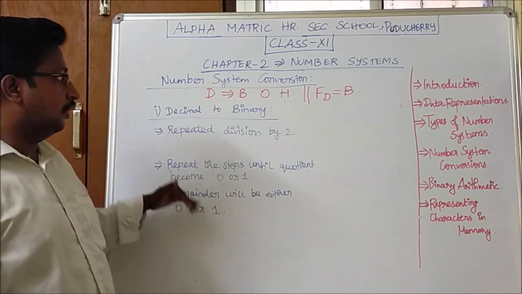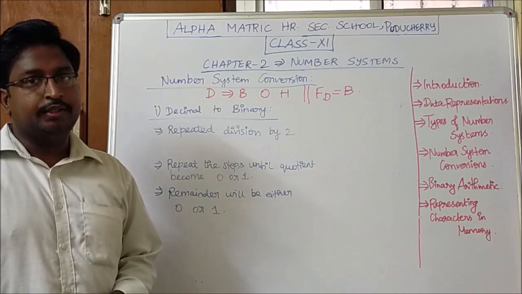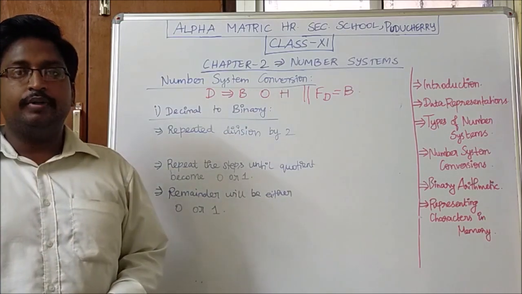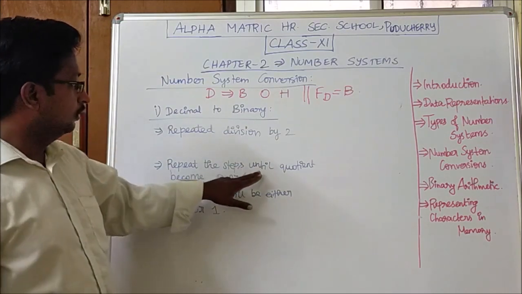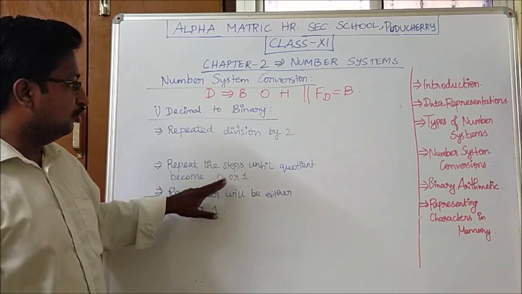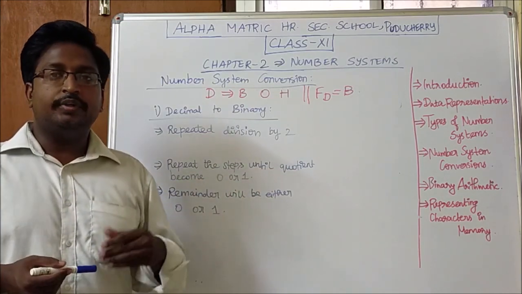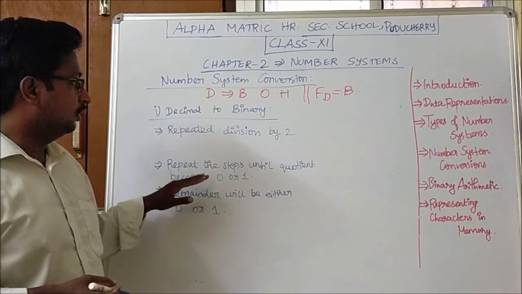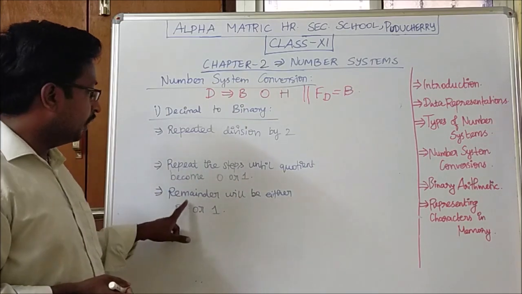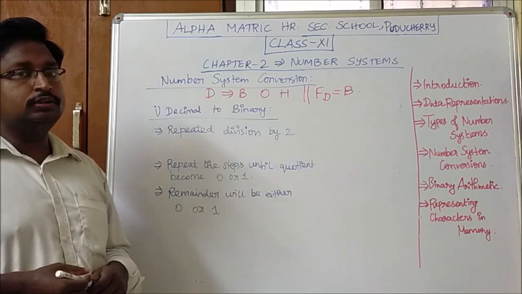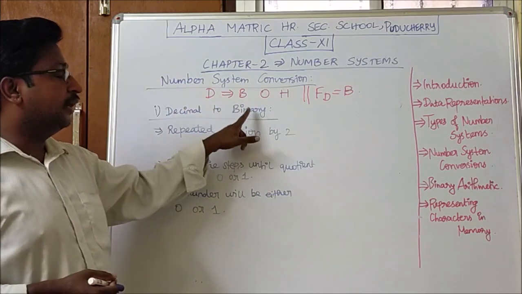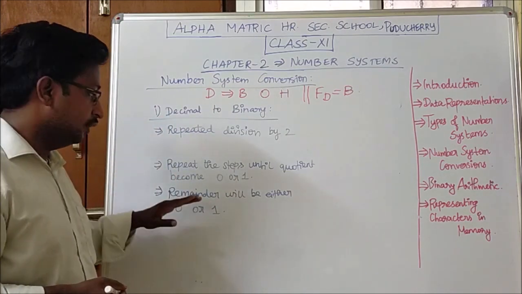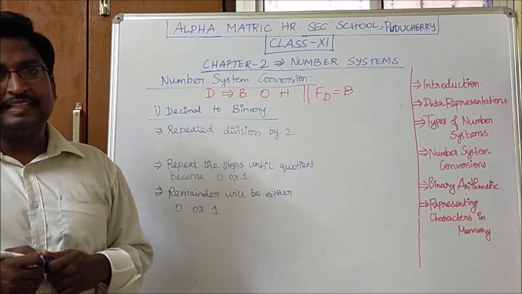First we will see the decimal to binary conversion. These are the three steps we have to follow for converting the given decimal number into binary. First, repeated division by 2. You have to repeatedly divide the given decimal number by 2 until you get the quotient as 0 or 1. The remainder will be either 0 or 1 because we are converting the decimal number into binary. Binary number means you will be having only two numbers, that is either 0 or 1. So the remainder will be either 0 or 1. So let us see the example.